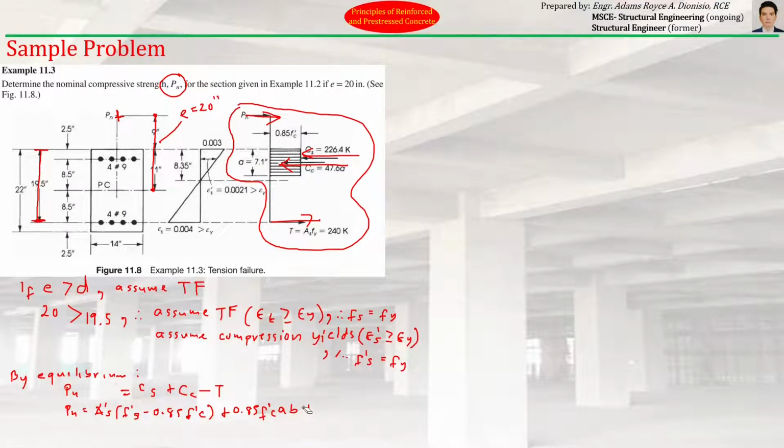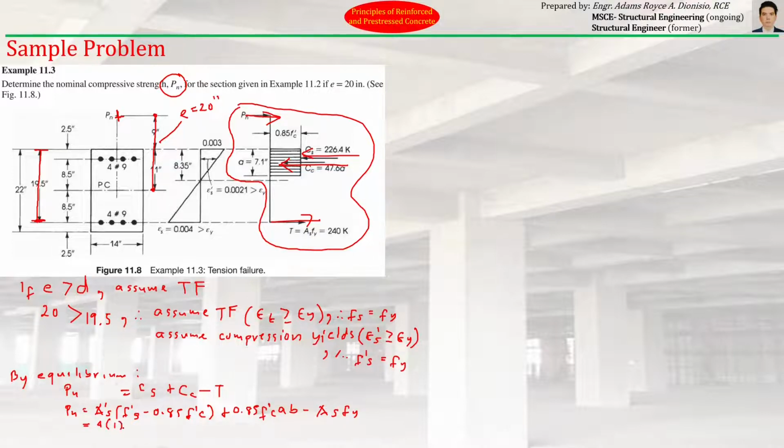Minus T is AsFy, supposedly. Okay? So, yan yung CS, CC, tsaka T, respectively. Okay. Substituting the corresponding values, ang AS prime natin, we have 4 number 9. Ang number 9, alam na natin, sabi na natin yung 1 inches squared yan, yung area. Okay. So, we have 4 times 1 inches squared times Fs prime.